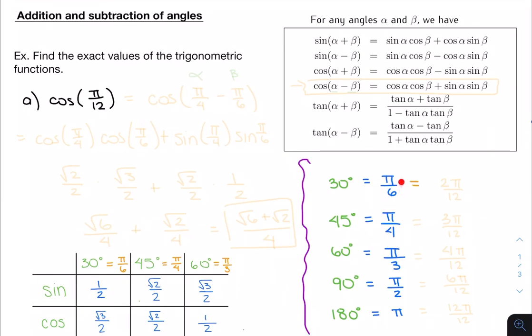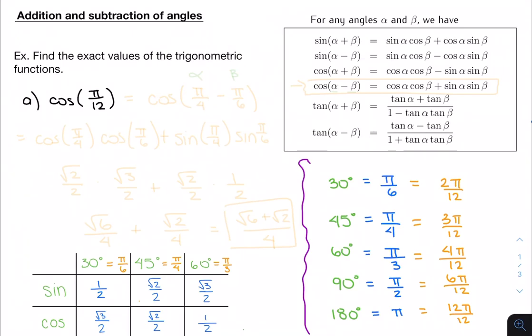So pi over 6 is the same as 2 pi over 12, and that's just by multiplying by 2 in the numerator and denominator. Pi over 4 is the same thing as 3 pi over 12. Pi over 3 is the same as 4 pi over 12. That's by multiplying 4 in the numerator and denominator. And pi over 2 is the same as saying 6 pi over 12 by multiplying 6 to both numerator and denominator. And pi is the same thing as saying 12 pi over 12. And that's just by multiplying 12 to numerator and denominator.